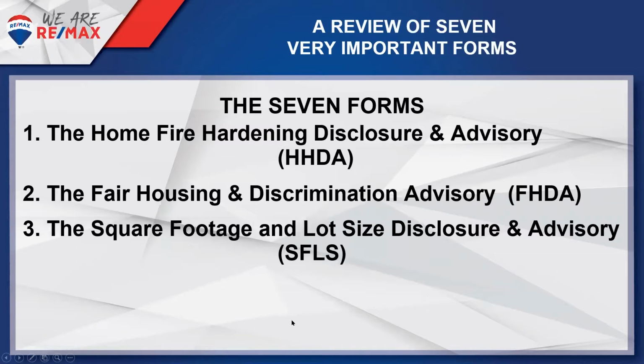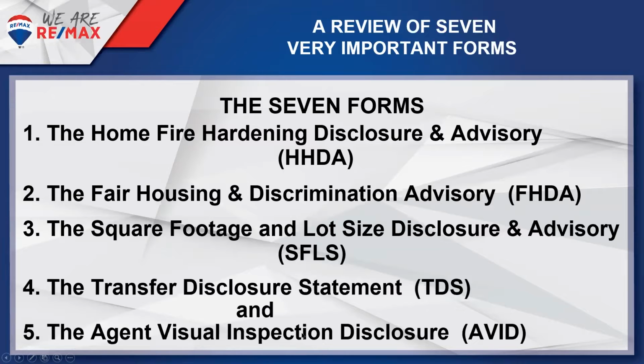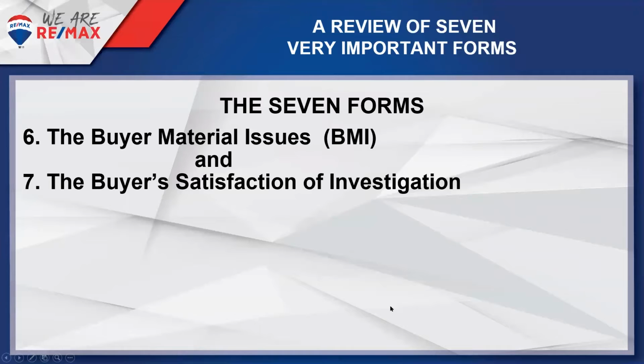The Square Footage and Lot Size Disclosure and Advisory, that's a revised form. They've improved that considerably. We'll talk about the benefits of using that form. We're going to talk about the Transfer Disclosure Statement and the Agent Visual Inspection Disclosure and how they relate, and go over some issues with the transfer disclosure statement that frequently arise in transactions. And then finally, we're going to talk about one of my favorite forms, the Buyer Material Issues, BMI, and the Buyer's Satisfaction of Investigation. That is not a CAR form.